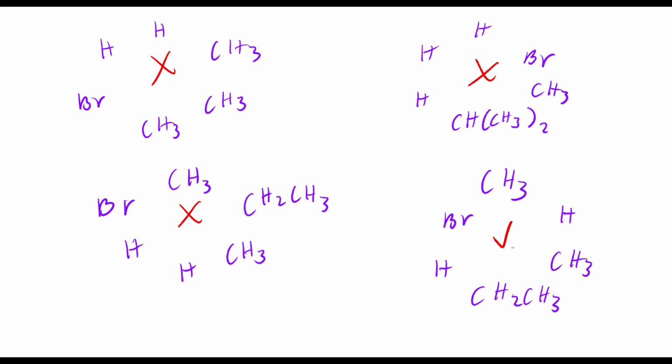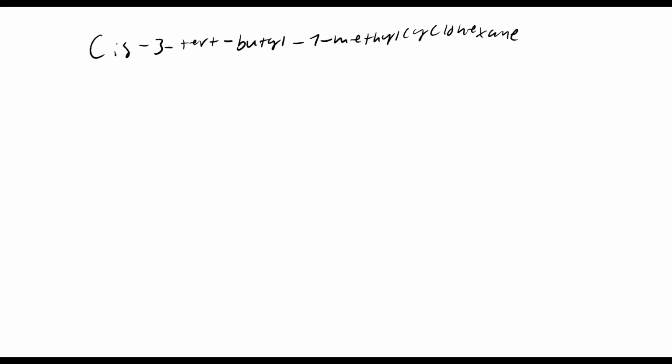Too many sumo wrestlers are sitting close to each other. You don't want that. You want to have them at an angle where they're not completely eclipsing each other, if that makes sense. Okay, so now it's asking, what is the preferred conformation for cis 3-tert-butyl 1-methylcyclohexane? Wow, you know, oh my gosh, organic chemistry is so hard. This question is not too bad.